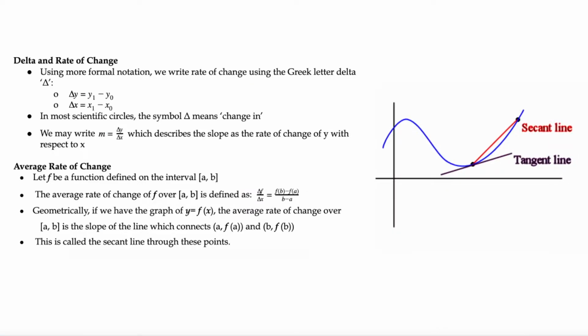Moving to our second slide, we're going to talk about the rate of change with respect to the average rate of change. Using more formal notation, this triangle is known as delta, and delta means change in Greek lettering. So the change in y is the difference of our y values, and the change in x is the difference in our x values. We can write the slope as the change in y over the change in x.